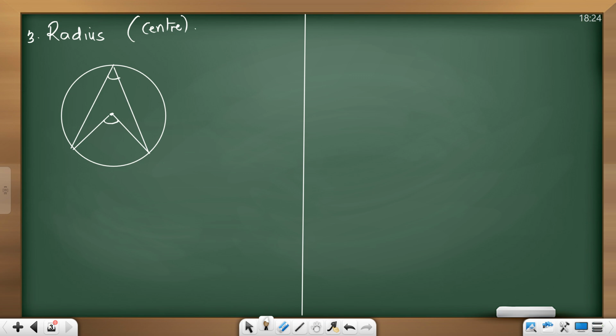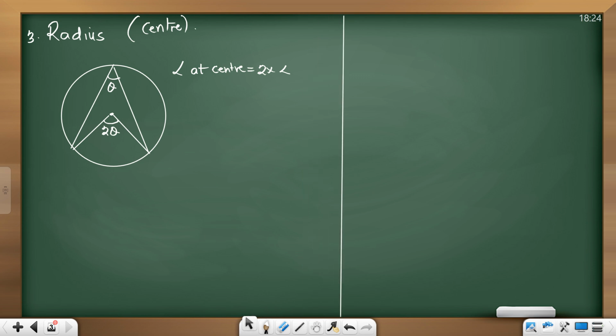And which one is bigger? Learners always get this one confused. Which one is bigger? The one at the center. So if this one is theta, what is this one? So we are looking at what? Angle at center is equal to what? 2 times angle at what? The circumference.